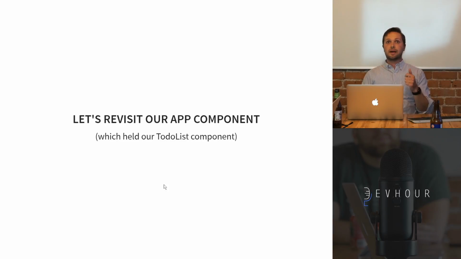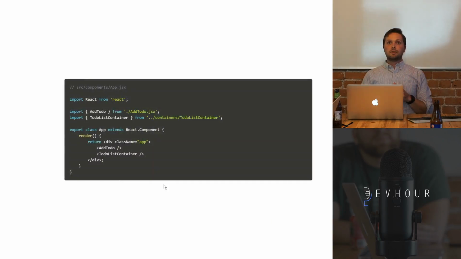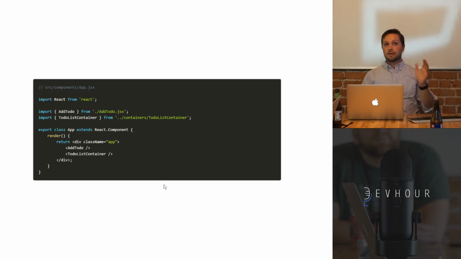So if we take a look back at our app component, we can see that we no longer need our to-do list. We're going to import our container, our to-do list container instead, and we're going to plug it into our app component.